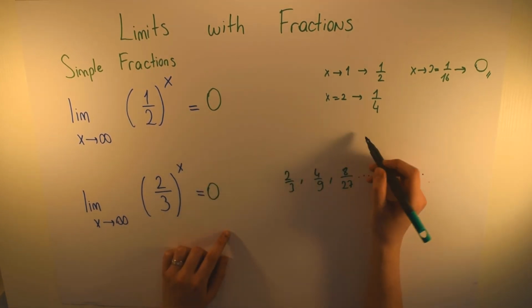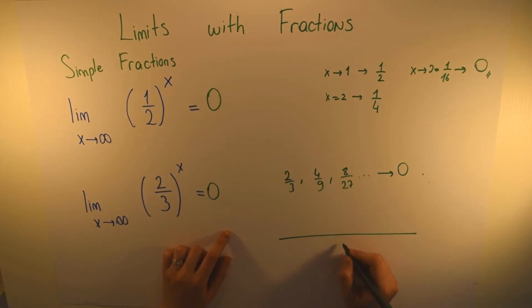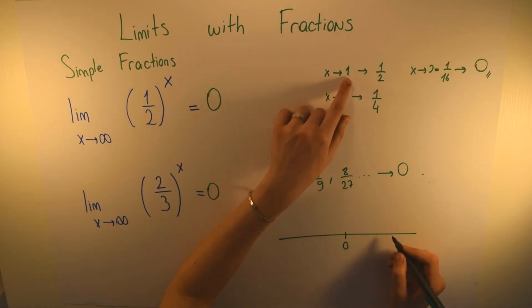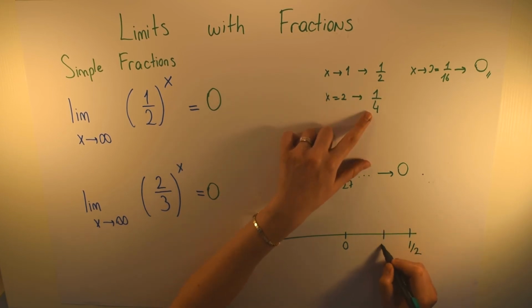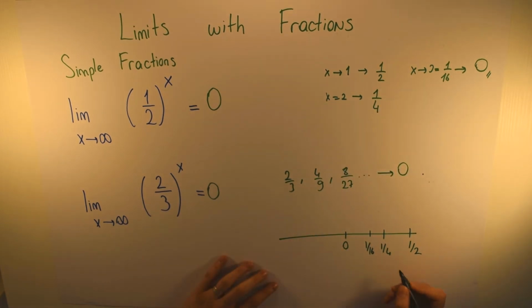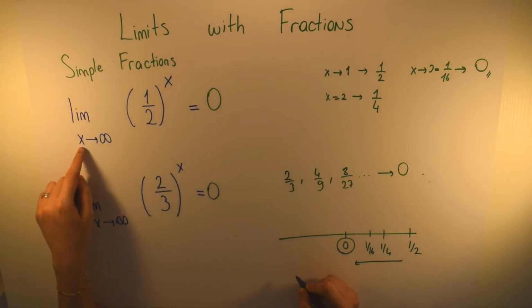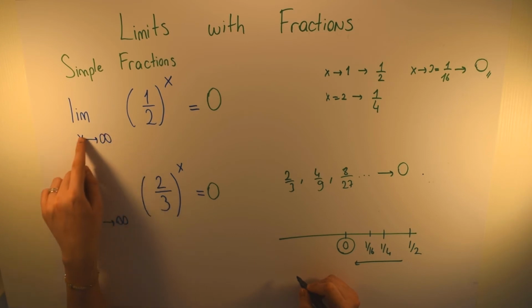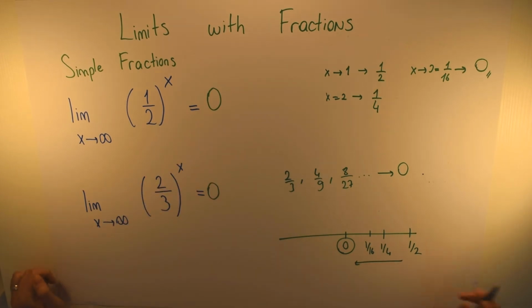For example, in this one, let's show it on our number line. So 0 is here, right? First, when x is equal to 1, it's 1 over 3. After that, it is 1 over 9, and after that, as you can see, 1 over 27. You see, it gets closer to 0. So that's why, when it comes to simple fractions and when x approaches infinity, its solution is always equal to 0.